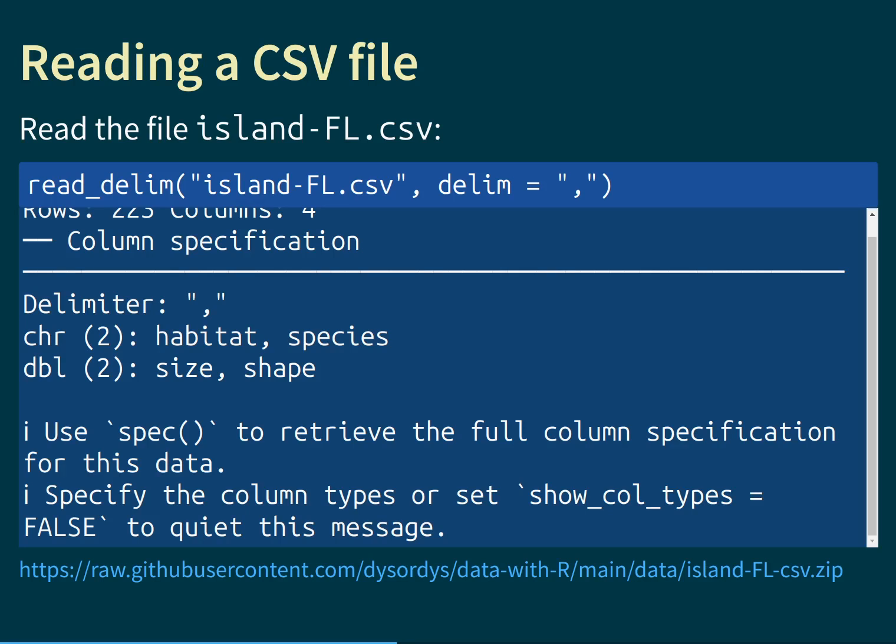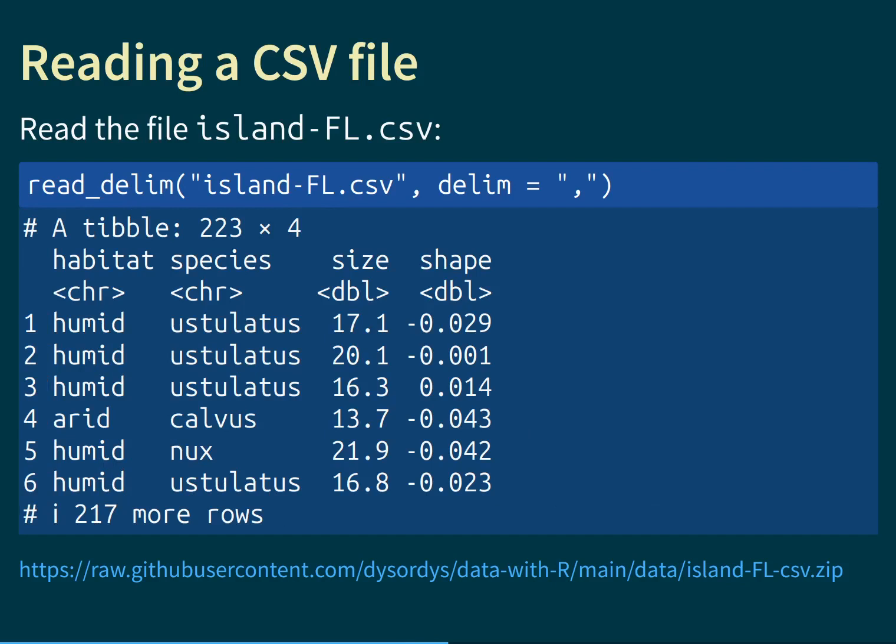After this message comes something much more important, namely the actual data. And this is what it looks like. So you see in the first line a comment line which says a tibble 223 times 4, which means this table has 223 rows and 4 columns, and in the word tibble here, no, that's not a typo. Tibble is the name of the data type that represents these kinds of tables in R.